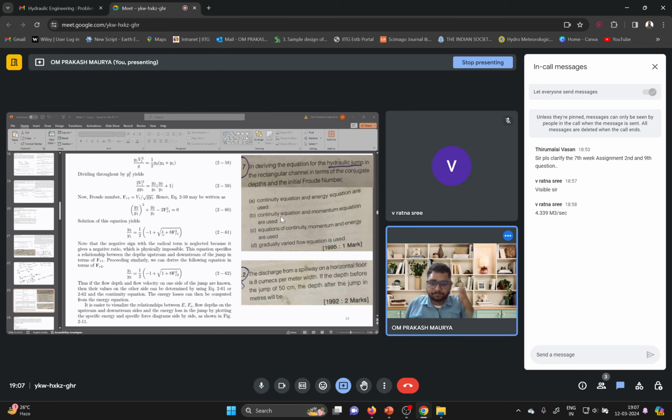Move on to question 2. In deriving the equation of hydraulic jump in a rectangular channel in terms of conjugate depth and the initial Froude number, what do you need actually: the continuity equation and energy equation, continuity equation and momentum equation, equation of continuity or momentum and energy, or all the gradually varied flow equations? Which option is correct for this question?